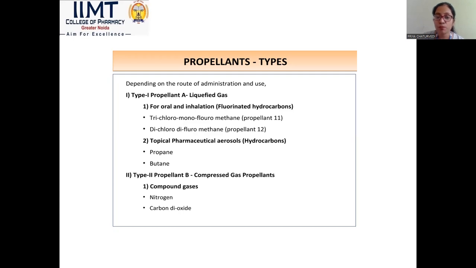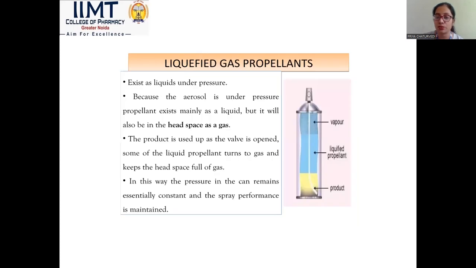Second type is type 2 propellant, which is known as compressed gas propellant. It is of the following types. First is compressed gases. Examples are nitrogen and CO2.